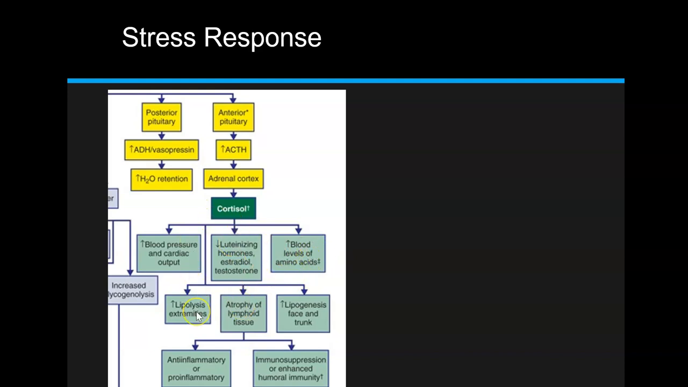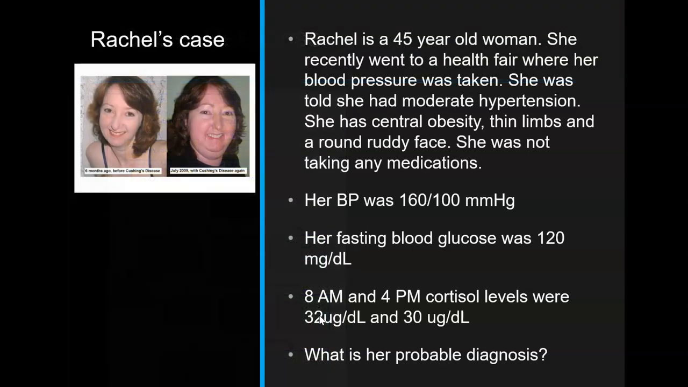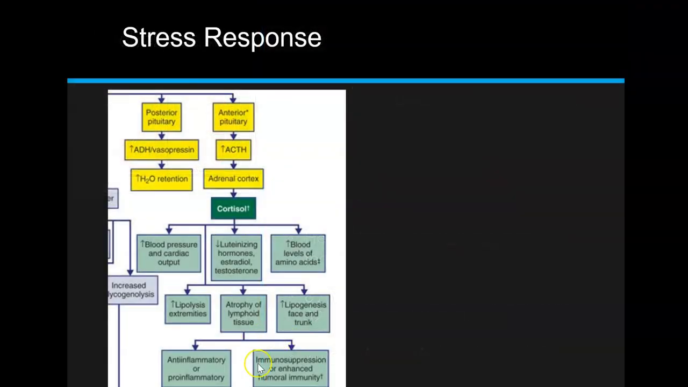And then also increases lipolysis again, especially in the extremities. So it will burn fat in your limbs, basically release the fat from your limbs, from arms and legs, and atrophy of lymphoid tissue. But increases the lipogenesis in the face and trunk. So one of the hallmarks of high cortisol levels is going to be skinny arms and legs with lots of fat around the face and the belly. So we'll see here, picture in just a second.